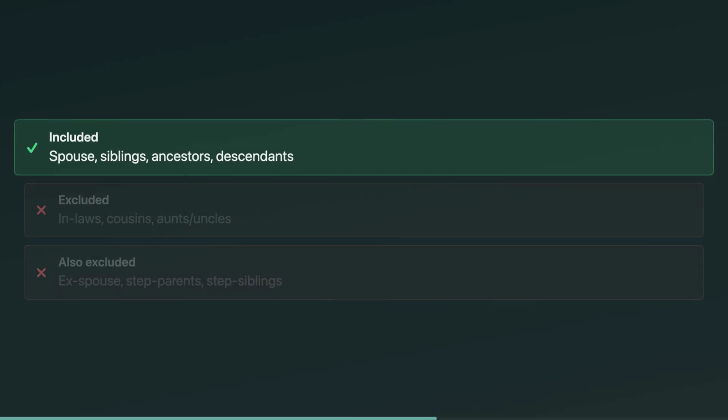Memorize the family list they actually count. Included family members are siblings and half-siblings, spouse, ancestors like parents and grandparents, and lineal descendants like children and grandchildren. Here's the weird part. Lots of people you'd assume are family do not count for this rule. The EA exam loves asking which relatives are excluded.